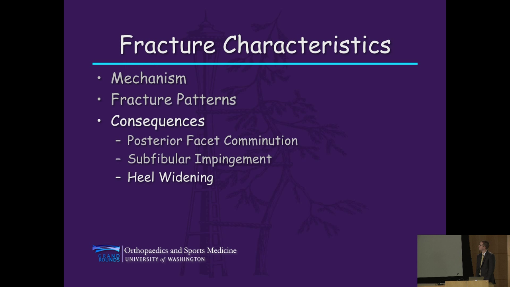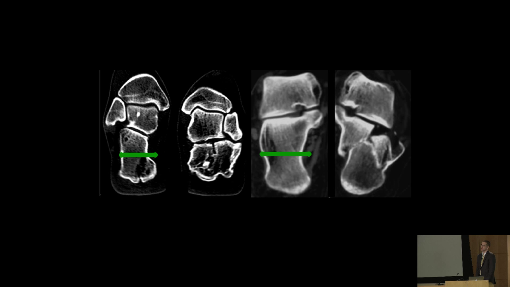Heel widening results from displacement of the calcaneus. You can see the green line here represents relatively normal heel width, whereas the red shows that the fractures have not been reduced. You've got subfibular impingement and a widened heel.